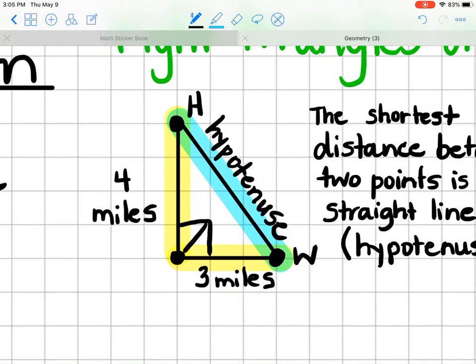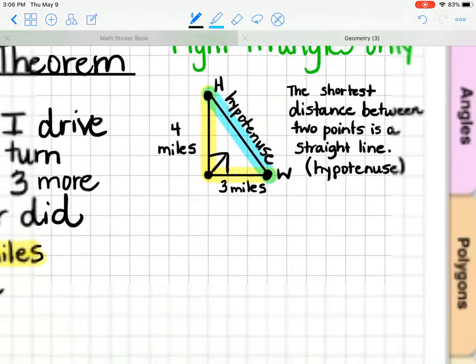So we need to be able to find the measure of the hypotenuse. How much is the hypotenuse in this problem? Well, we know it has to be less than 7 because Pythagoras told us that the shortest distance is a straight line. And if I drive the yellow route, I'm at 7. So it has to be less than 7. It also needs to be bigger than 3 or 4 because if you look at that blue line, it's bigger than either of the yellow lines. So I know it has to be bigger than 4 and it has to be less than 7. That narrows the field a little bit, but I need a formula.